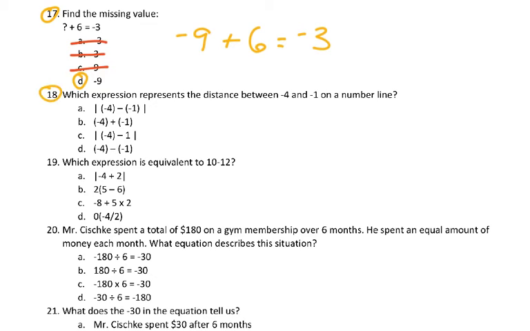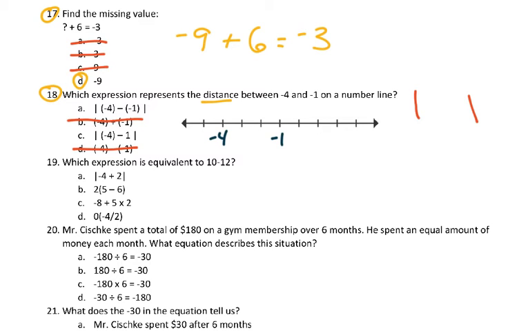Number 18 is kind of hard. It says which expression represents the distance. If I'm talking about distance, I should be talking about absolute value. Remember, absolute value, those two bars, that means distance. So I can go ahead and already cross out B, and I can cross out D. And it says between negative 4 and negative 1. So I'm going to count between negative 4 and negative 1.